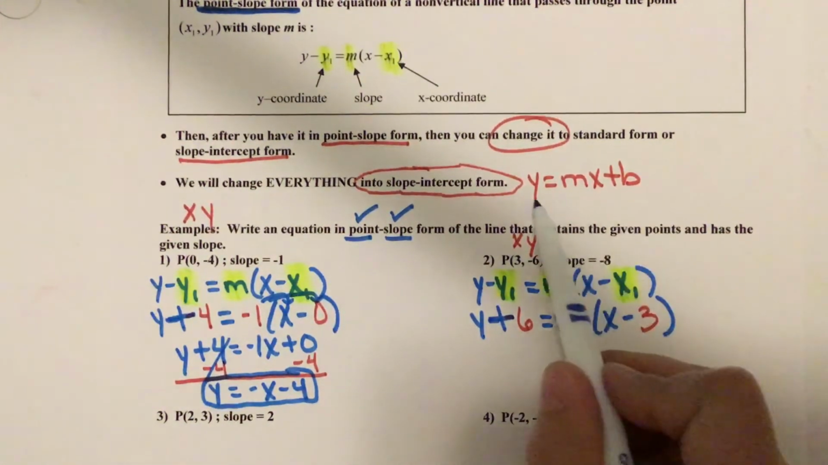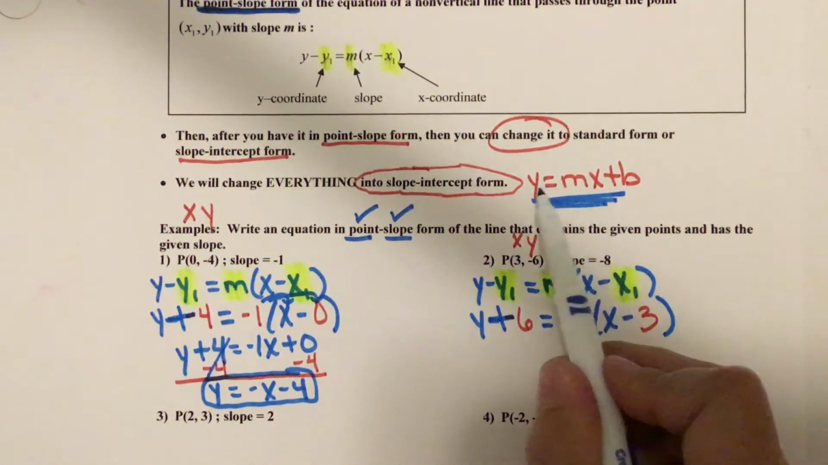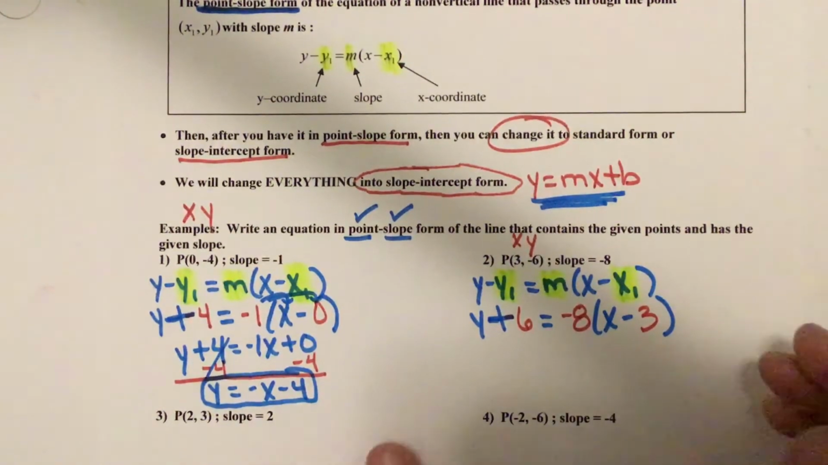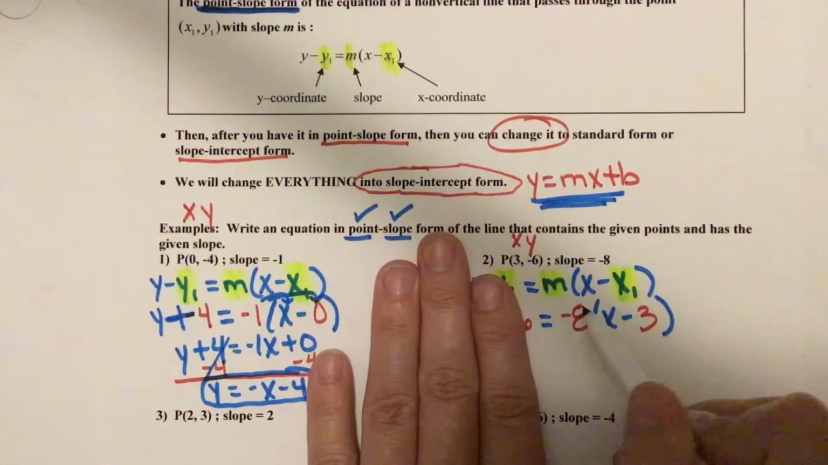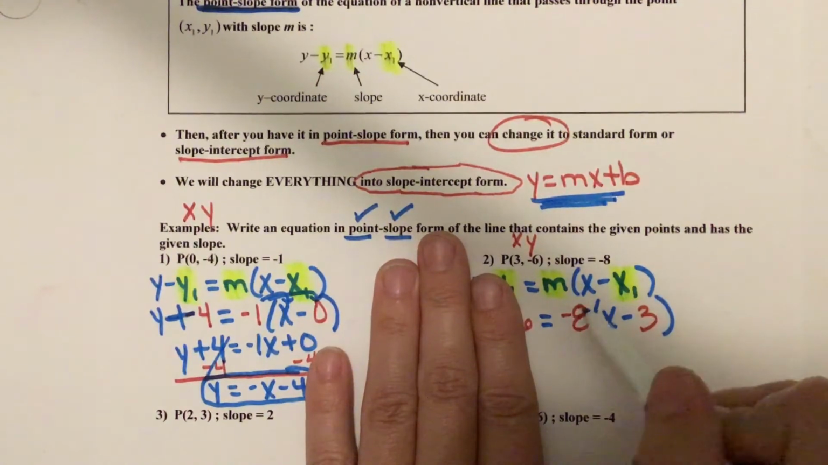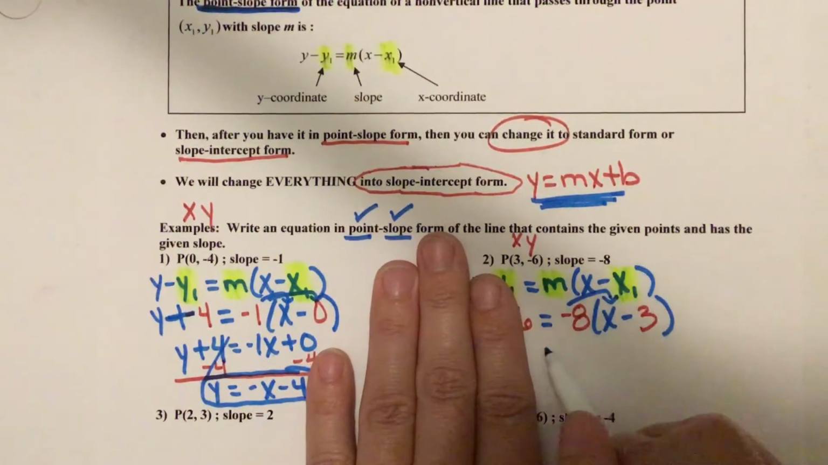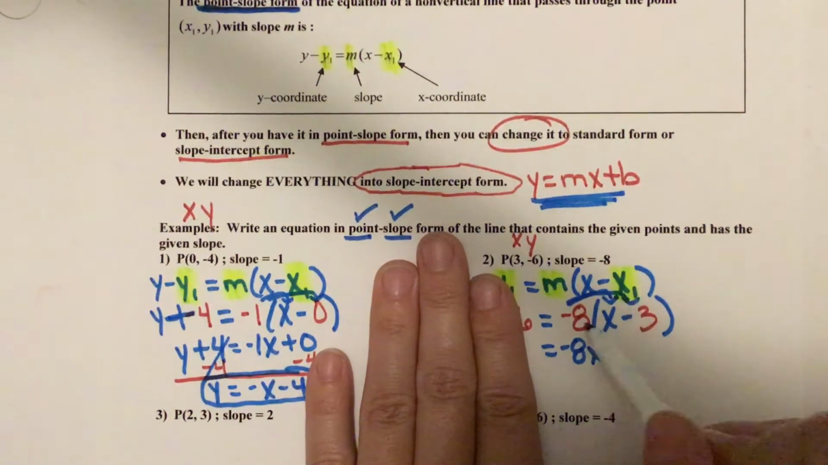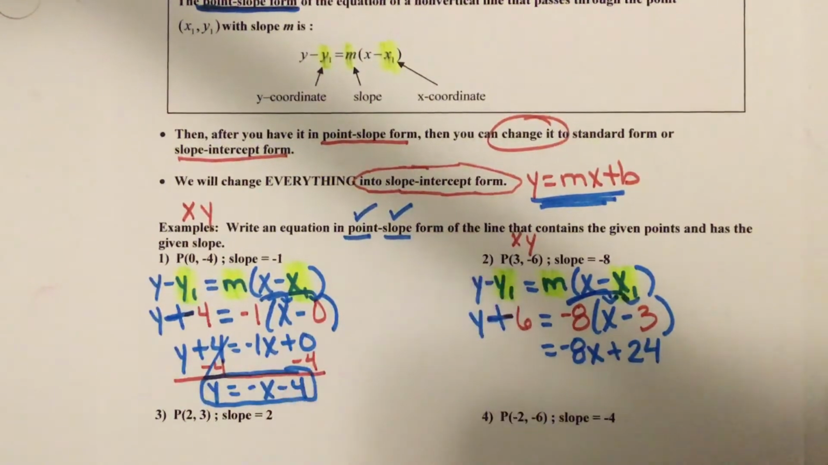Okay, so now to put this in slope-intercept form, I want y all by itself. So remember, solving equation skills. If you see parentheses, distribute to get rid of them. So -8 times x makes -8x. And -8 times -3 makes a +24. And then I'm going to drop down my y plus 6.